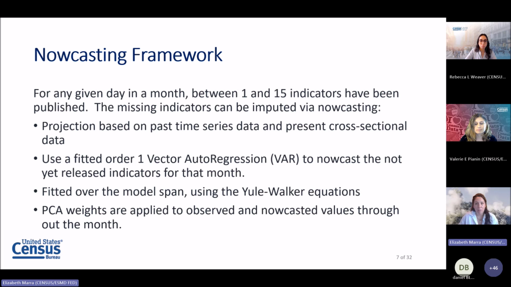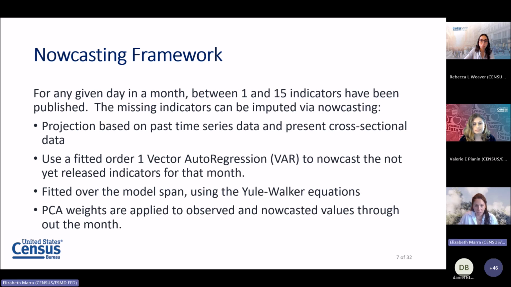So nowcasting is a projection based on past time series and present cross-sectional data. So in our case, the past time series would be the 15 historic economic indicators going back to August 2004. And the present cross-sectional data would be the indicators that have been published for a month on any given day. We use a fitted order 1 vector autoregression, or a VAR1 model, to predict or nowcast the unreleased indicators. In this multivariate model, we included the same 15 data series that we also used in the PCA analysis.